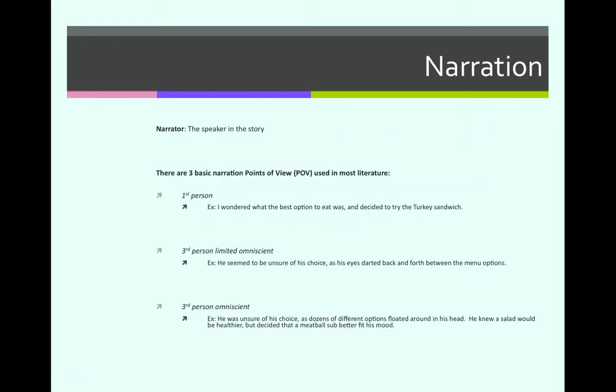The narrator is, again, the speaker in the story. There are three basic kinds of narrators, three kinds of points of view that you often see. You see first person, which is using the word I. So, I wondered what the best option to eat was. Third person limited means you see it from the outside, so you use the pronouns he, she, they, but you cannot see necessarily inside the character's mind. So you say, he seemed unsure of his choice as his eyes darted back and forth between the menu options. Third person omniscient is where you see into the character's mind. Once again, you use the outside viewpoint, so he, she, they, but you can see what they're thinking. So, for example, he knew salad would be healthier, but decided that meatball sub was better.